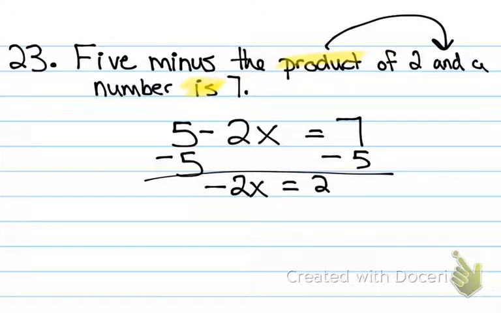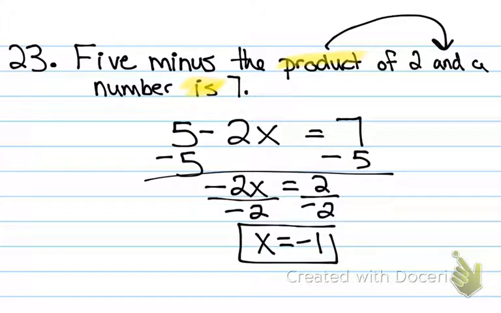Negative, did you remember negative 2x? Yes. Equals 2, divide both sides by negative 2. x equals negative 1. All right, who got negative 1? So 2 problems like that on your homework tonight. That should be everything you need to know for 3.1.